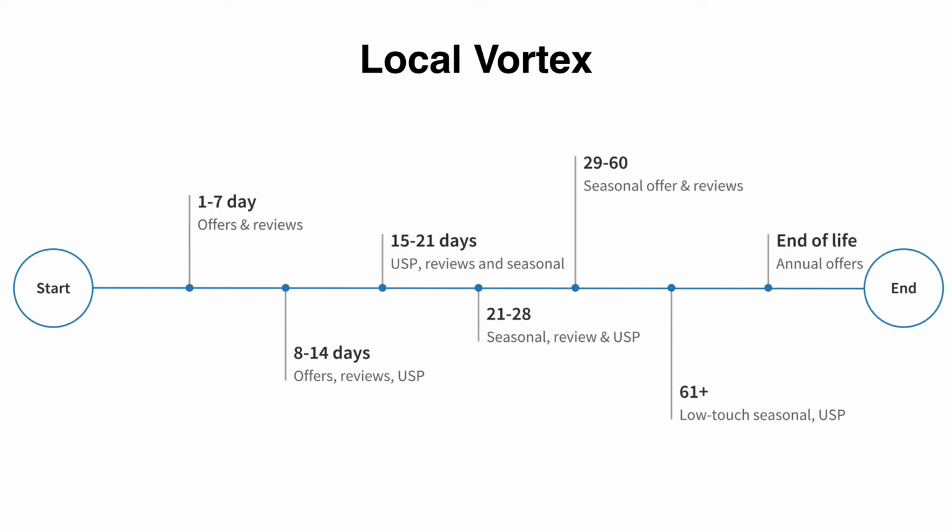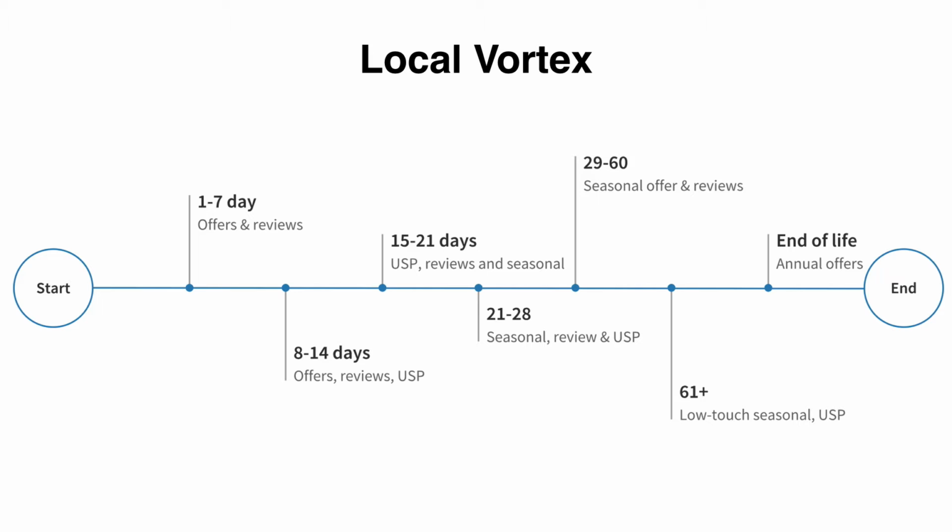And every single time they see an ad, it's like a fresh, brand new experience, because it almost is. Then days 8 through 14, we show different offers and reviews in different branding ads with different USPs. Then days 15 through 21, again a different segment of USPs and reviews and seasonal ads potentially. Then days 21 through 28, we could do seasonal, review and USPs. But we keep changing this. Then 29 through 60, the same thing. And then 61 days plus, we do the annual offers and holiday offers and things like that.